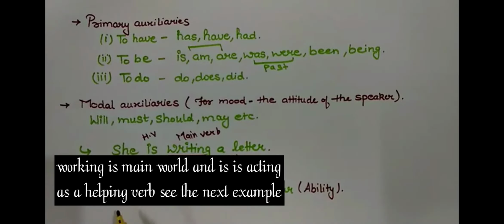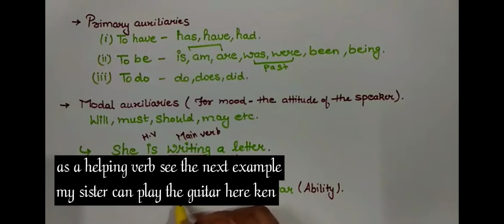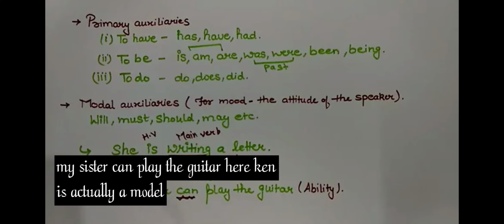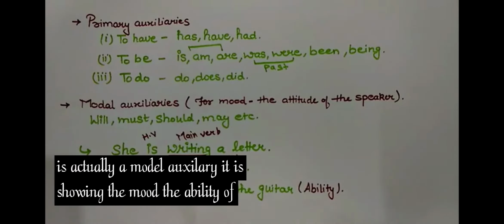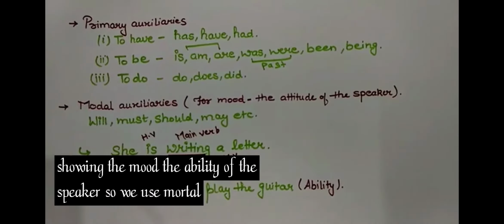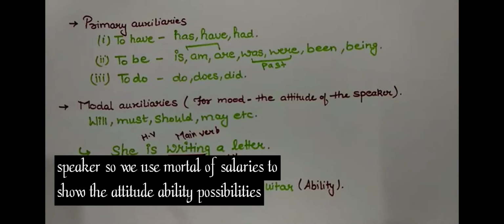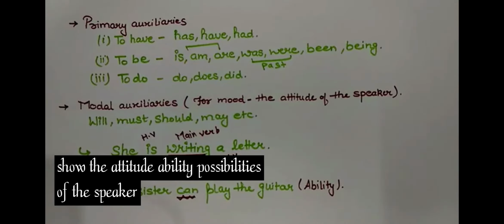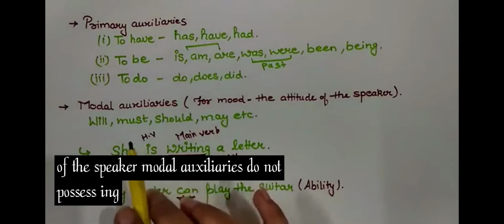See the next example. My sister can play the guitar. Here, can is actually a modal auxiliary. It is showing the mood, the ability of the speaker. So, we use modal auxiliaries to show the attitude, ability, possibilities of the speaker. Modal auxiliaries do not possess an ing form.